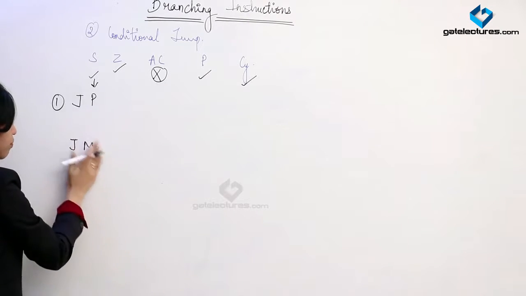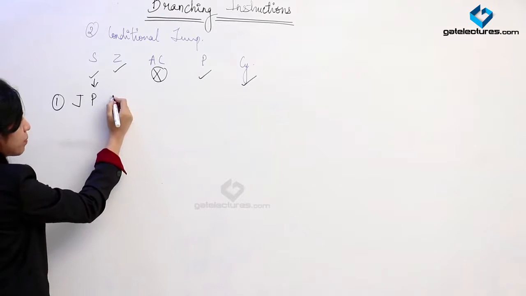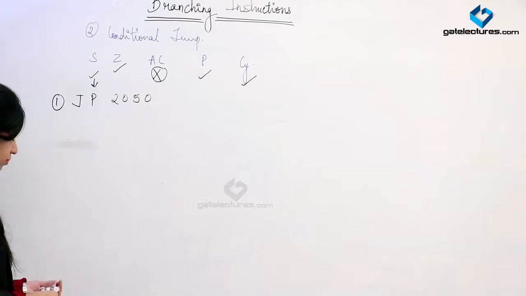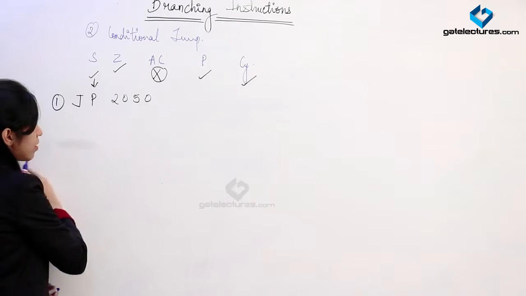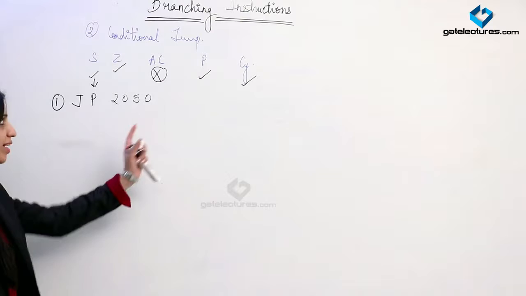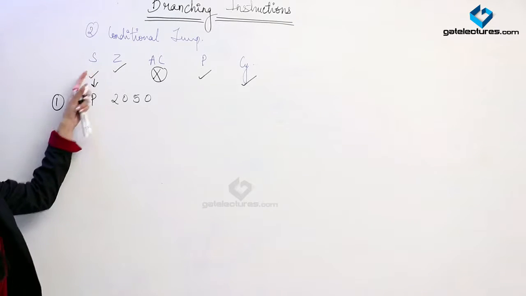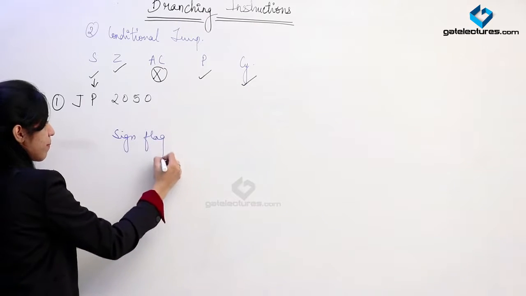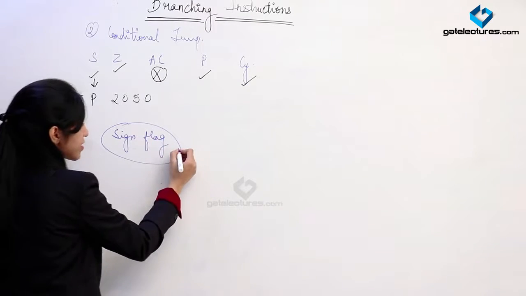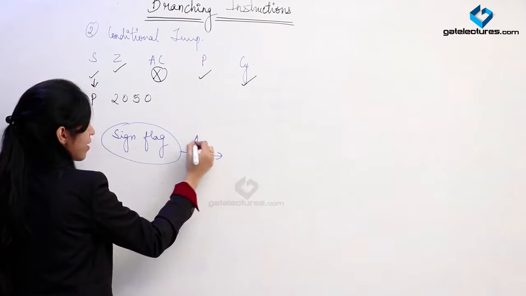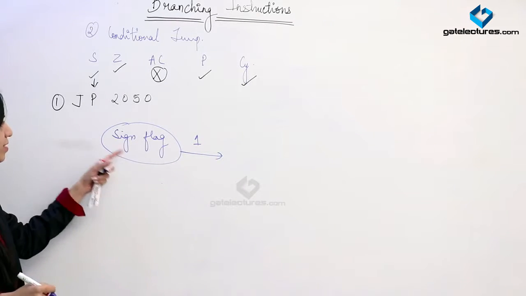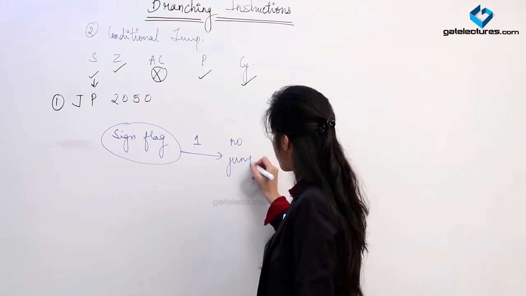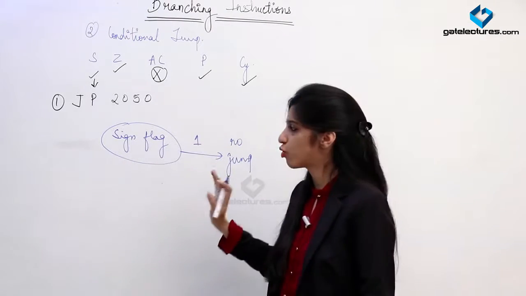Let us look at jump on plus first. Suppose I give an instruction jump on plus 2050. We are going to check the sign flag. If this sign flag is 1, which means it is a negative number, we are not going to jump. No jump. Simply the next instruction is executed.